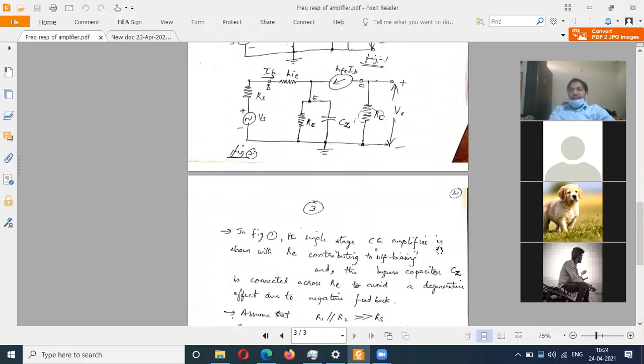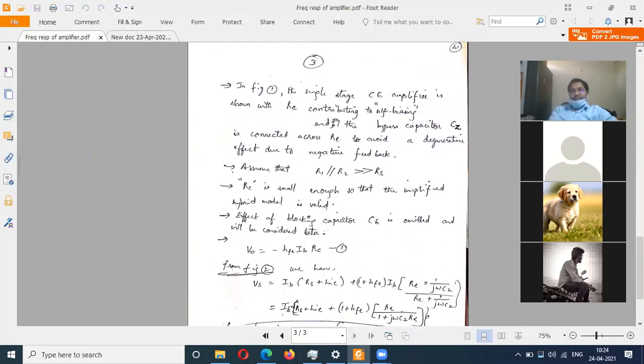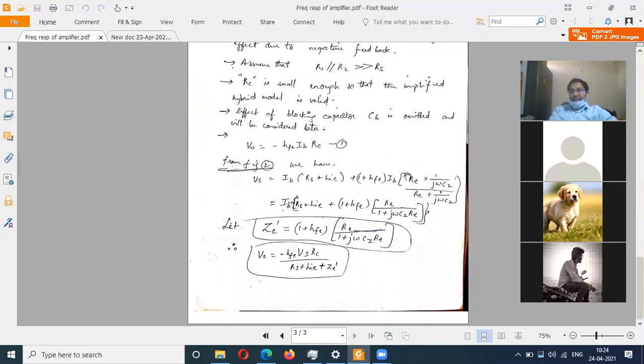So what we are doing here is taking the parallel combination, R1 R2 by R1 plus R2. In place of R1 we have RE, and in place of R2 we have 1 by J omega CZ. We are using the two resistors in parallel formula.